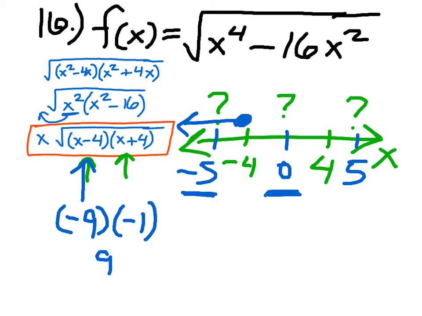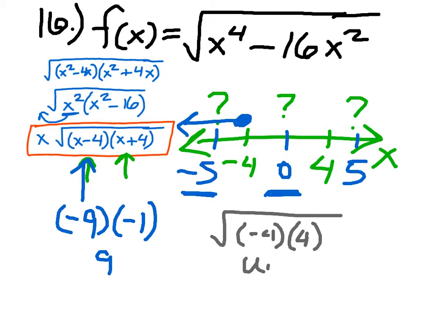Let's test 0. Okay, so if I put, this is getting a little messy here. Let me write this out. If I put 0 in, I get negative 4 times 4, and I'm going to get negative 16, which is undefined. So this is not part of the domain in the middle here. That DQs that whole region of numbers.